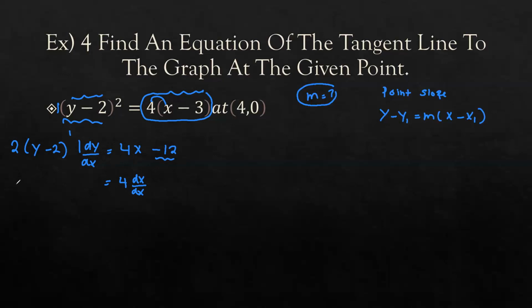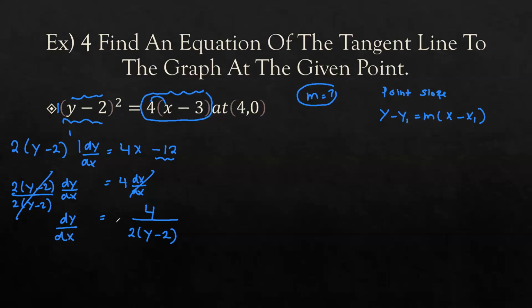Okay. So now you have 2 times parentheses y minus 2 times dy/dx equals 4. Let's try to get dy/dx by itself. What do I have to do? I could FOIL this 2y minus 2, or I could just get rid of it by dividing both sides by 2 times parentheses y minus 2. And then this cancels.